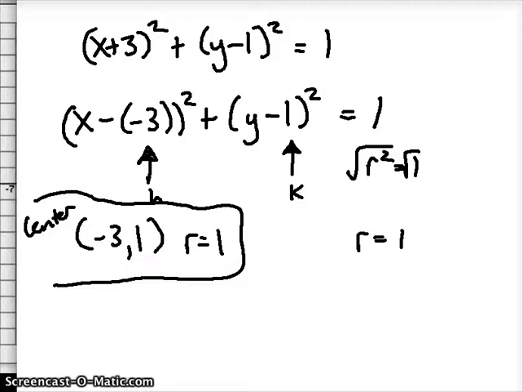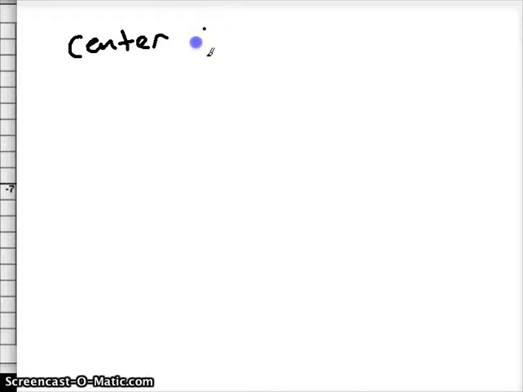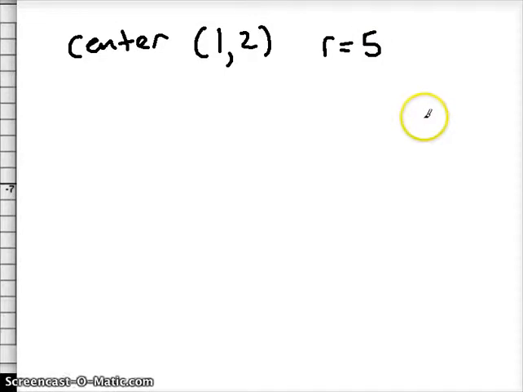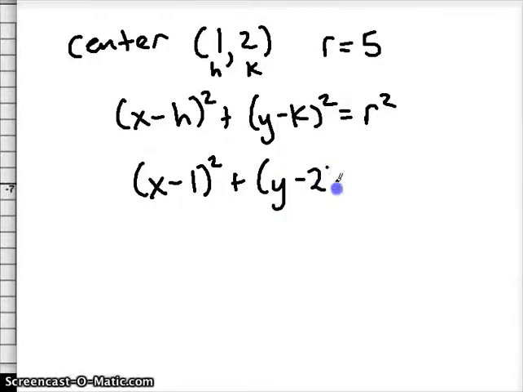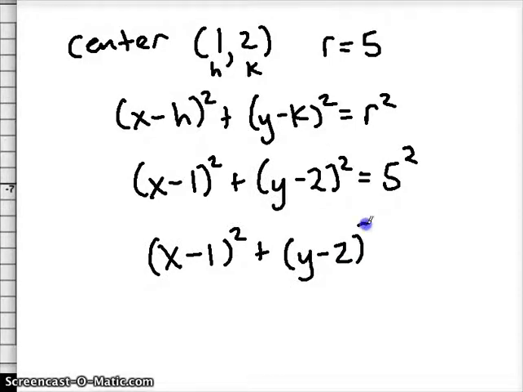Well, let's work the other way this time. Given the information, given our center, let's say it's at 1, 2, and we're given a radius value of 5. We need to write the equation in standard form. Again, write the equation so you know what you're looking for, and plug in or substitute the values that we know. Here's our h, here's our k. So we got x minus 1 squared plus y minus 2 squared. And that's going to equal our r squared, which is 5 squared. Just a quick little simplification, and we got the equation of this circle. There it is.